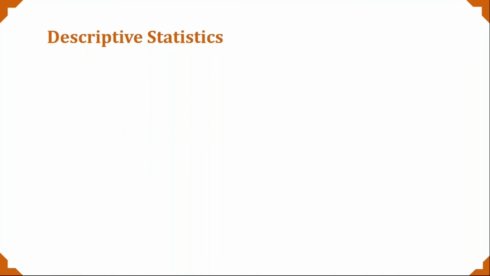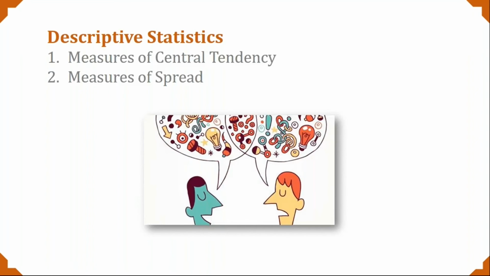Typically there are two general types of statistics that are used to describe the data. If you talk about the descriptive one, there are two types: measure of central tendency and measure of spread. To understand the data, there are two types of descriptive statistics we would be using, not just we, everyone would be using. One is measure of central tendency and the second one is measure of spread.